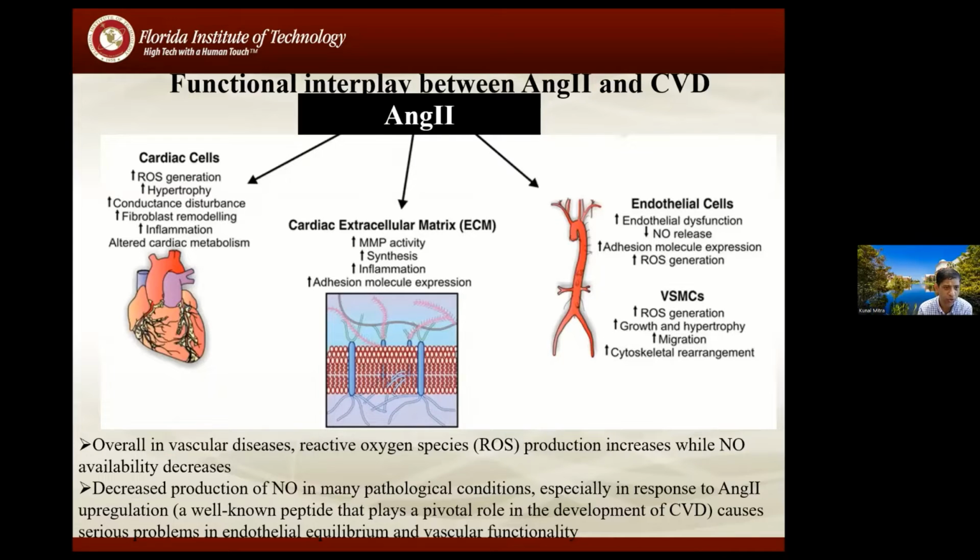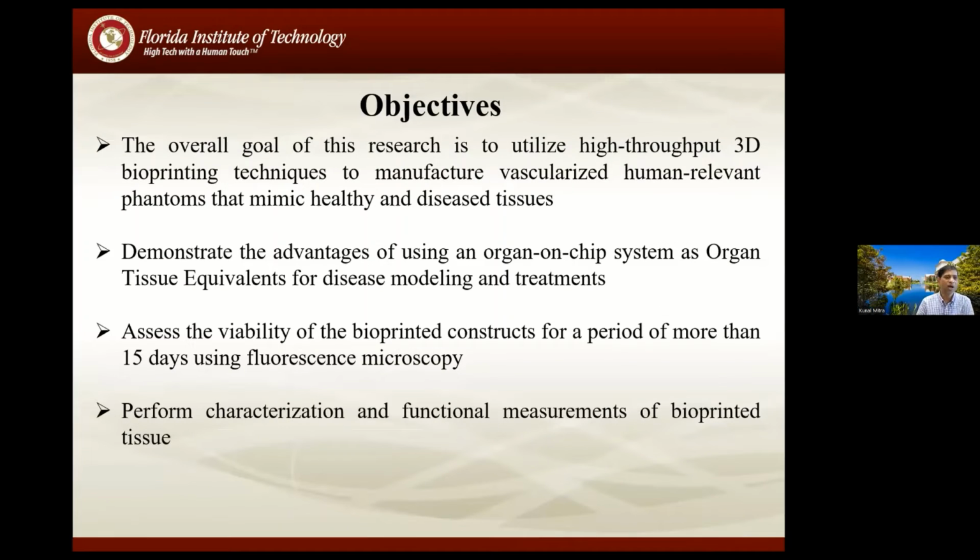And as I also showed you in the previous slide, angiotensin 2 again is one of the key parameters which leads to the development of CVD. So in a vascular disease, again, ROS production increases and nitric oxide decreases, and especially the decreased production of nitric oxide in many pathological conditions, due to the increase in angiotensin 2 upregulation, will have serious problems in endothelial function and vascular functions, which I again want to emphasize is why we are looking into a couple of these parameters. So, very high level objective.